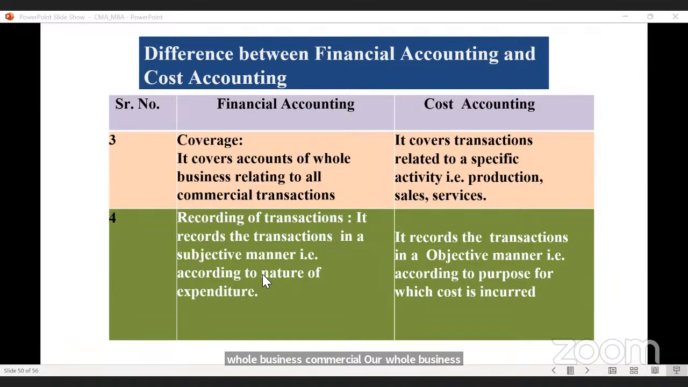Next parameter, recording of transactions. Financial accounting records the transactions in a subjective manner, that means according to the nature of expenditure.